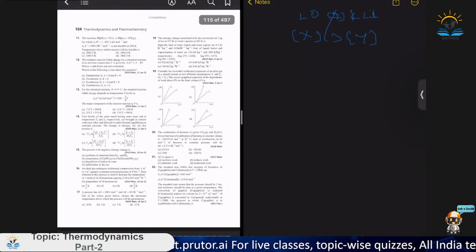14th question should discuss. Two blocks of same metal having same mass and at temperatures T1 and T2 respectively are brought in contact with each other and allowed to attain equilibrium at constant pressure. The change in entropy for this process is... I have to look at that question once again.